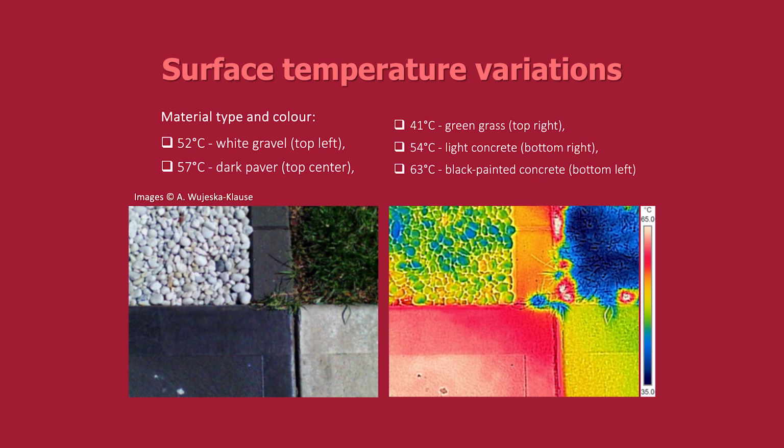Then we have the dark paver, which is more of an orange color, indicates higher temperature, and was actually 57 degrees. The green grass is the coolest surface that was captured within that image. It was around 41 degrees. And the hottest one was this black painted concrete. That black painted concrete was 63 degrees, 20 degrees hotter than green grass, and 10 degrees hotter than the same material that was light in color. So this highlights the differences in surface temperatures depending on material type and its color.